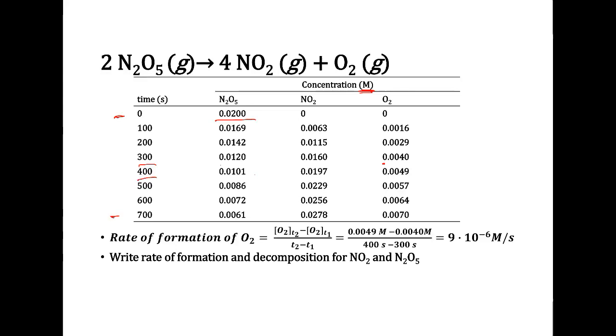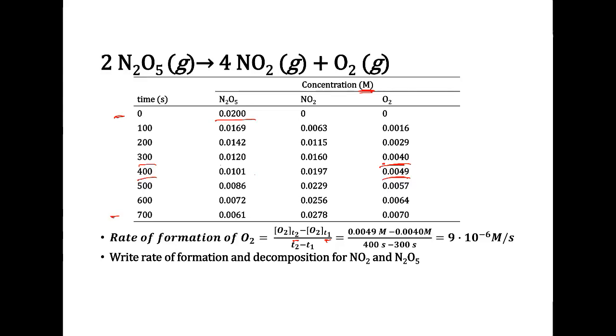So as we look at the rate of formation of oxygen, we take the concentration of oxygen at time 2 minus the concentration of oxygen at time 1, which again we chose 400 and 300 seconds. So we're going to use these data points right here. So we find the difference, divide by the change in time, which was 100 seconds, and we find the rate of formation to be 9 times 10 to the negative 6 molarity per second.